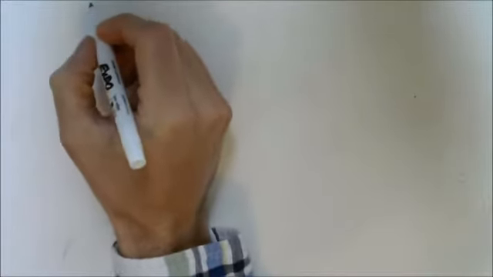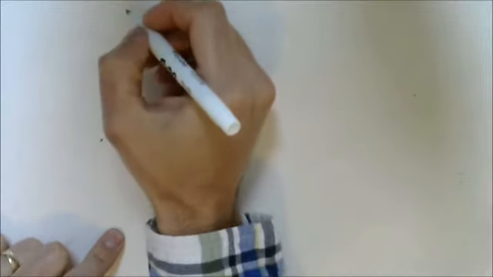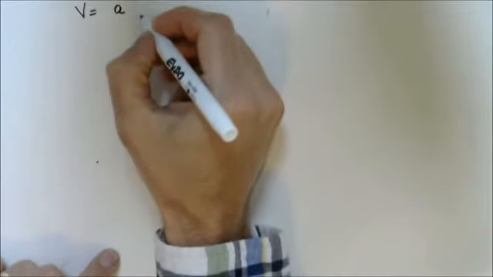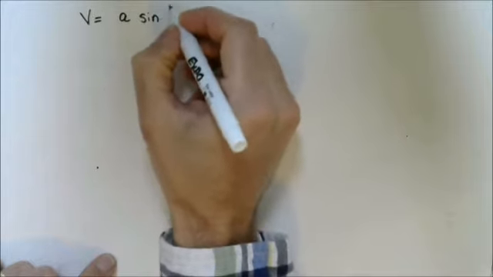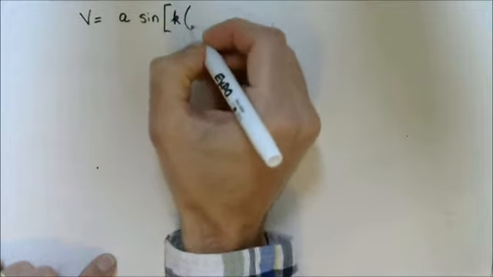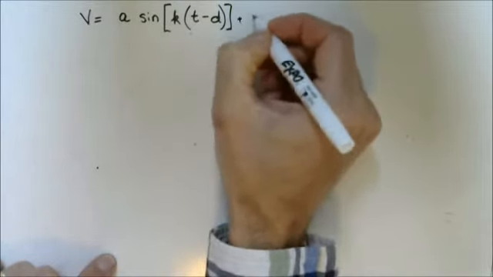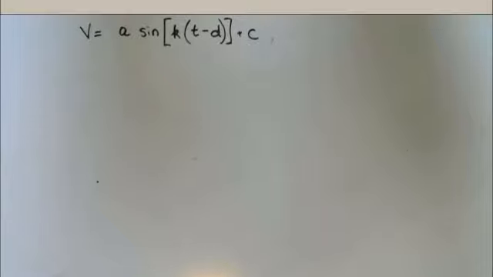The first thing I'm going to do is get ourselves a sine function that tells us about the voltage with respect to time. So we have the same parameters. V equals A times sine, square bracket, K, and inside our bracket, instead of X, I'm going to use T. So we have T minus D, close off that bracket, plus C. All right, there's our basic function for a sinusoidal function.